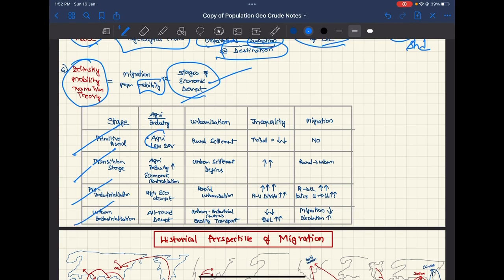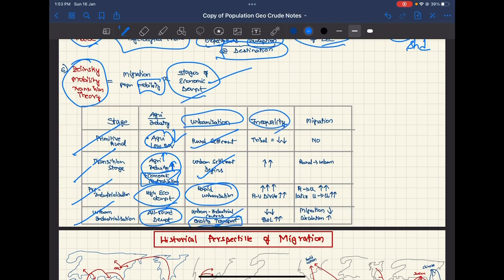Here agriculture development is very low. Here agriculture development is high, industrial development starts, and there is economic centralization. Here very high economic development. Here all-round development is there. Urbanization: this is a rural settlement. Here urban settlement just begins. This experiences rapid urbanization. Here quality transport is seen. Inequality: since this is a tribal society, inequality is very low. Here inequality increases. Here inequality is very high, especially the rural-urban divide. Here inequality decreases and quality of life increases.